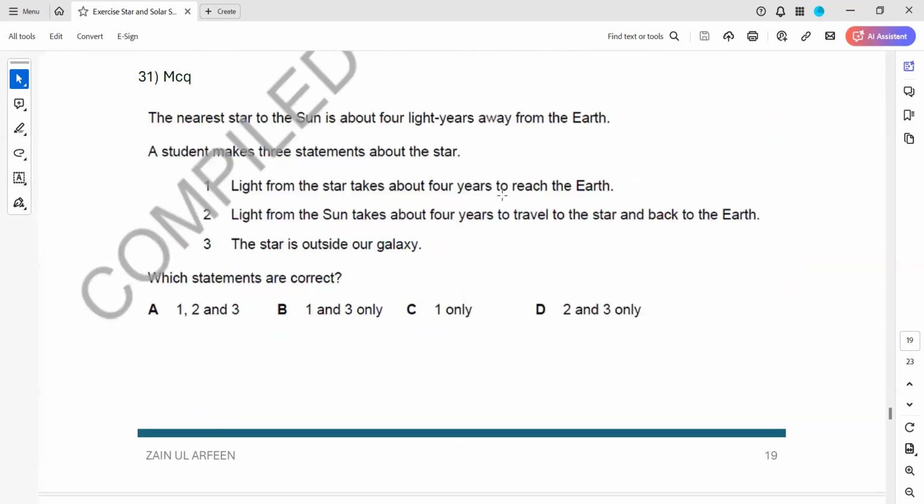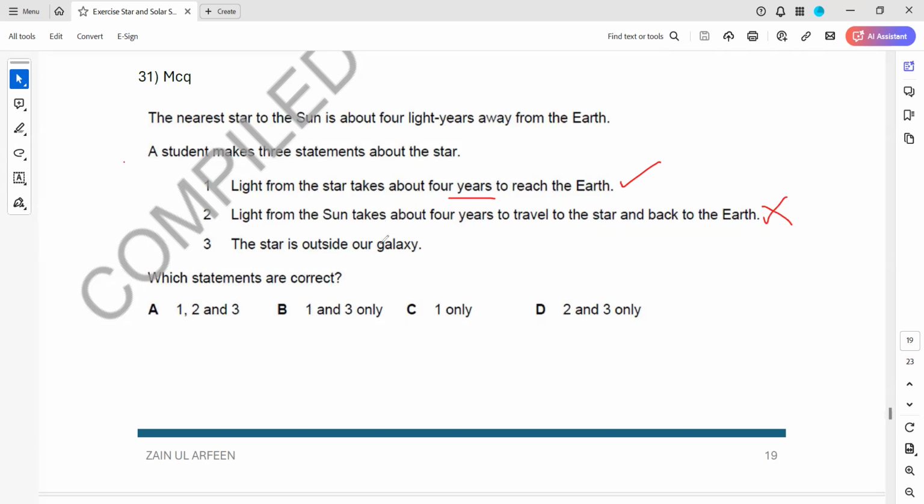Question 31. The nearest star to the sun is about 4 light years away from the earth. A student makes these statements about the star. Which statement or statements are correct? B: Light from the star takes about 4 years to reach us. Light from the sun takes 4 years to travel to the star and back.